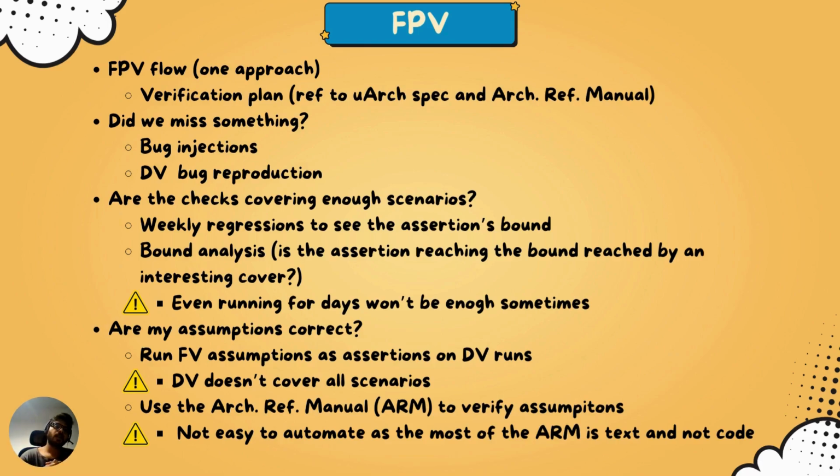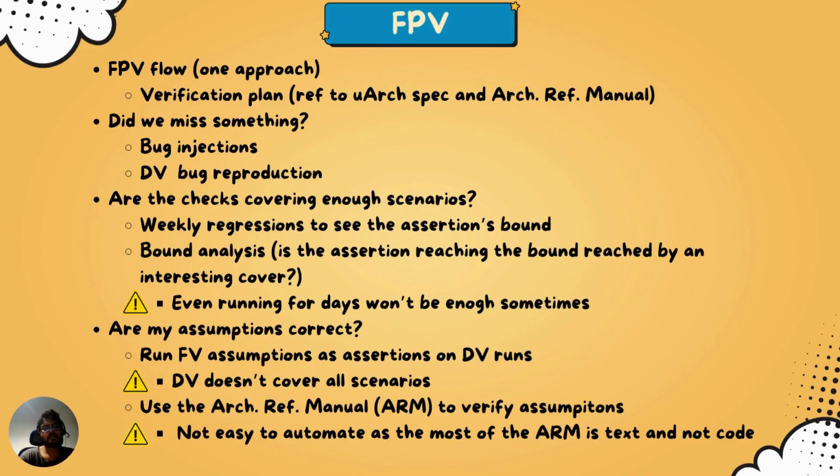paths. And once you have all these covers, you look for the bound which is the largest among all these covers. And if your original assertion or the check is reaching or going past that bound, you can be confident that, hey, I covered enough scenarios for verifying this functionality, and maybe this is enough. And the last step is to verify that.